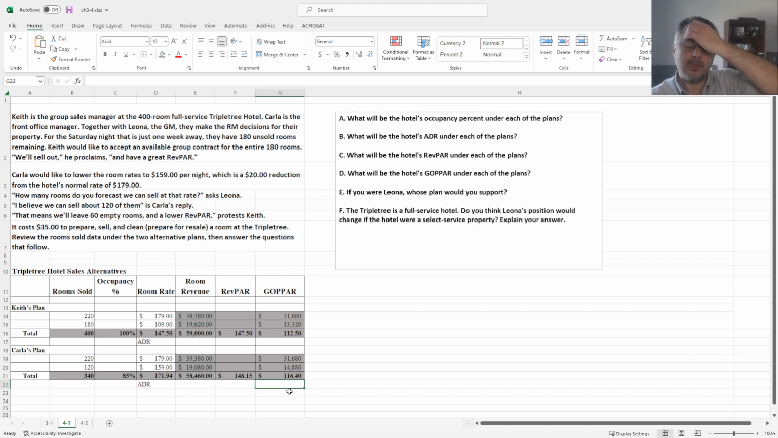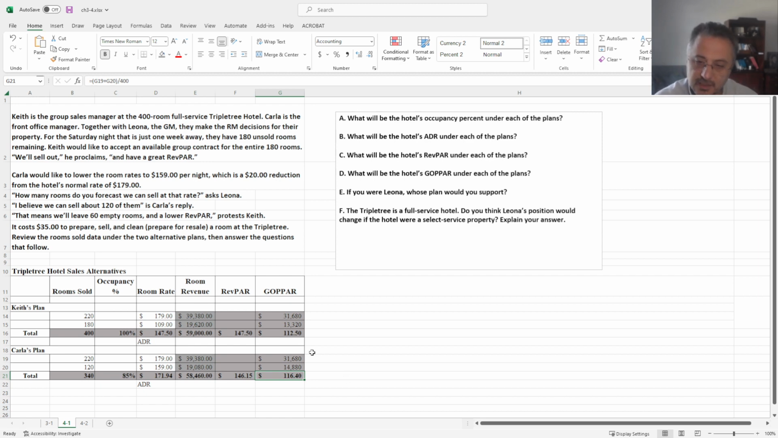Now, if you are Leona, the general manager, whose plan would you support? Without thinking additionally, which we're going to answer in the next question, if you just look at the numbers, RevPAR is $147.50 versus $146.15. However, gross operating profit is $112.50 and $116.40. Now, in the end, we are in the business to generate profit.